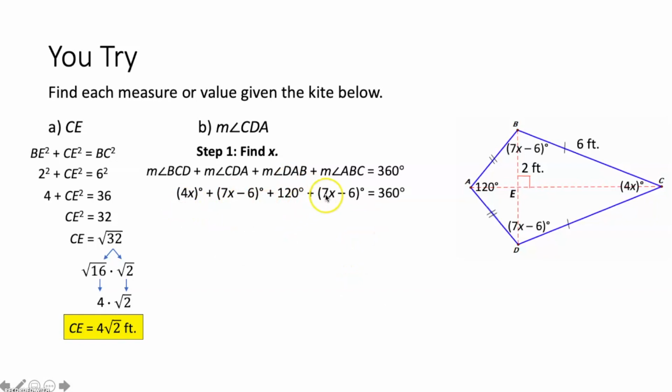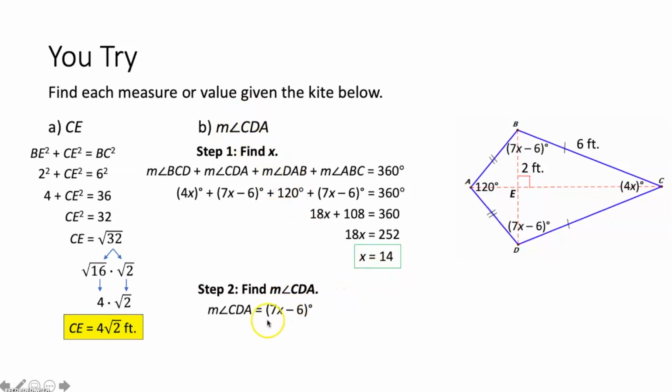4x plus 7x plus 7x is going to give you 18x. Negative 6 plus 120 plus negative 6 is going to give you 108. We then solve for x by subtracting 108 from both sides, dividing both sides by 18, and we get x is equal to 14. Now we're going to take that and plug it in for the measure of angle CDA, which is what we're trying to find. We said the measure of angle CDA is 7x minus 6, so we take 14, plug it in for x, simplify, and we end up getting that the measure of angle CDA has to be equal to 92 degrees.